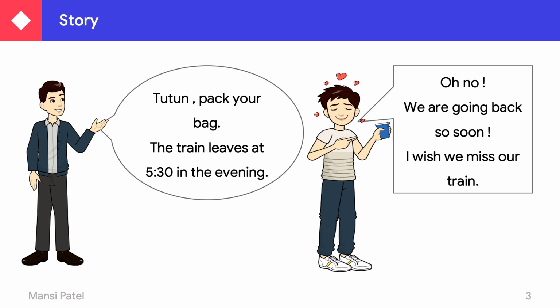Why does he say this? I wish we miss our train, because he did not want to go back to his home. Why? Because when he goes back, every routine will start: school, homework, exams, all those things. So he did not want to do all these things. That's why he doesn't want to go back.